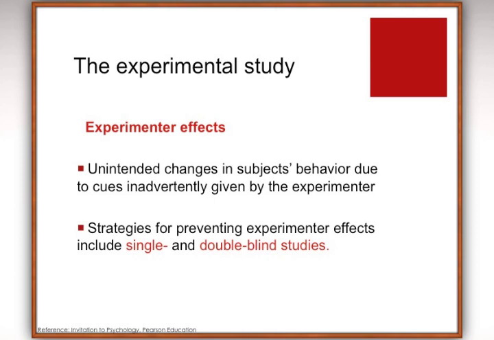In an experiment, we also need to be aware of the experimental effects. This refers to the unintended changes in subjects' behavior due to cues inadvertently given by the experimenter. The strategies for preventing experimental effects include single or double-blind studies.